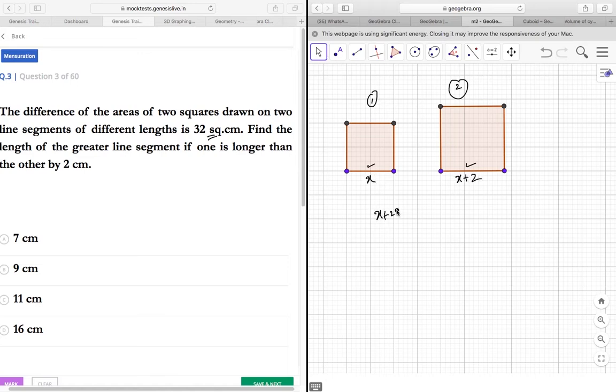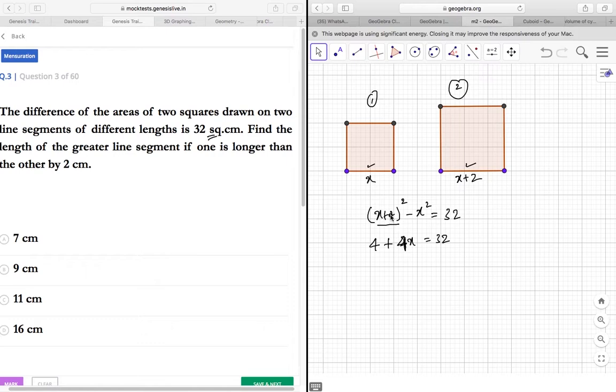Okay, so (x + 2)² − x² is equal to how much? 32. So you can see here the (a + b)² expansion. In that, x² and x² get cancelled. You will be left with 4 + 4x is equal to 32. Hope this is clear.